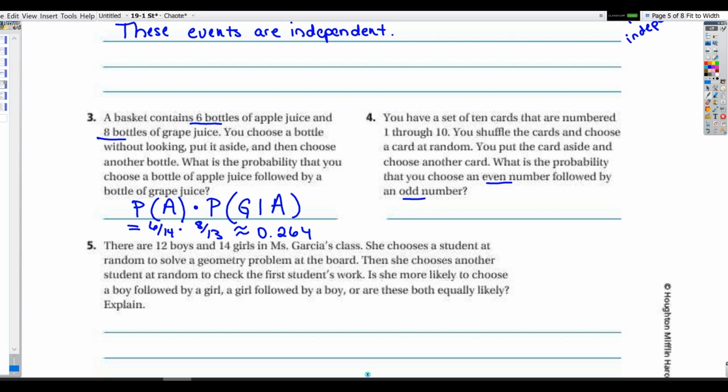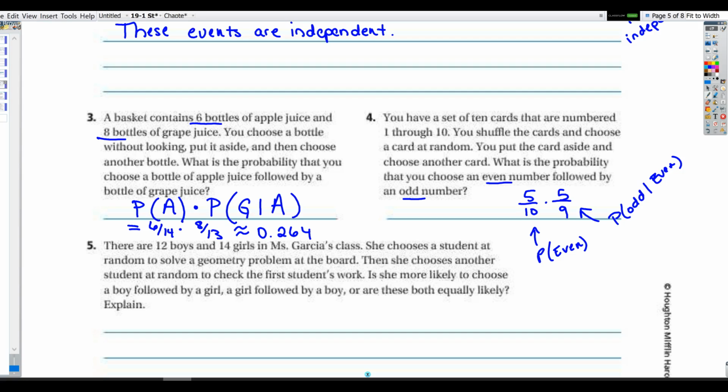Well, how many even number cards do we have? 5. So it'd be 5 out of 10 times what? 5 out of 9. Very good. So the probability to get an even is 5 out of 10. But the probability to get an odd, given that you just got an even, is 5 out of 9. So you've been doing this, you just didn't realize it.